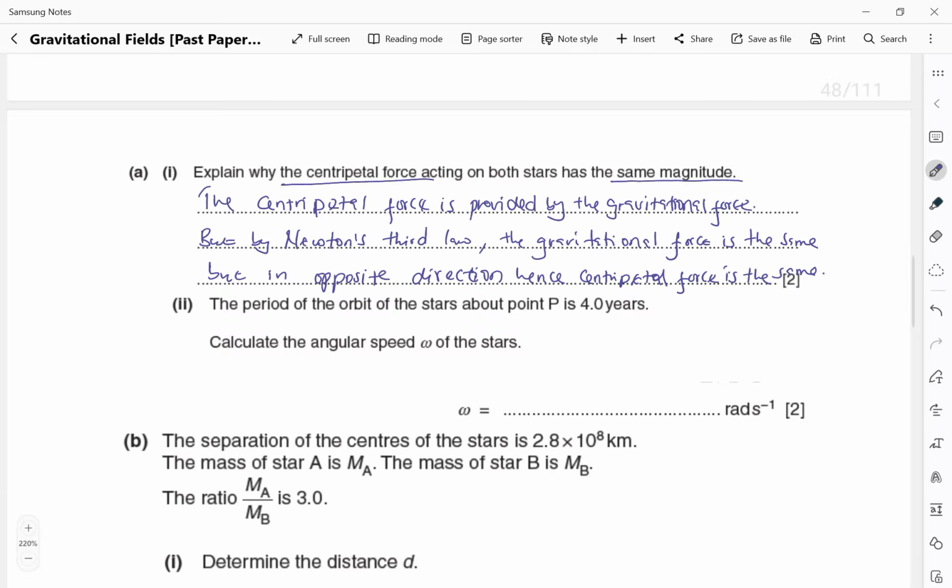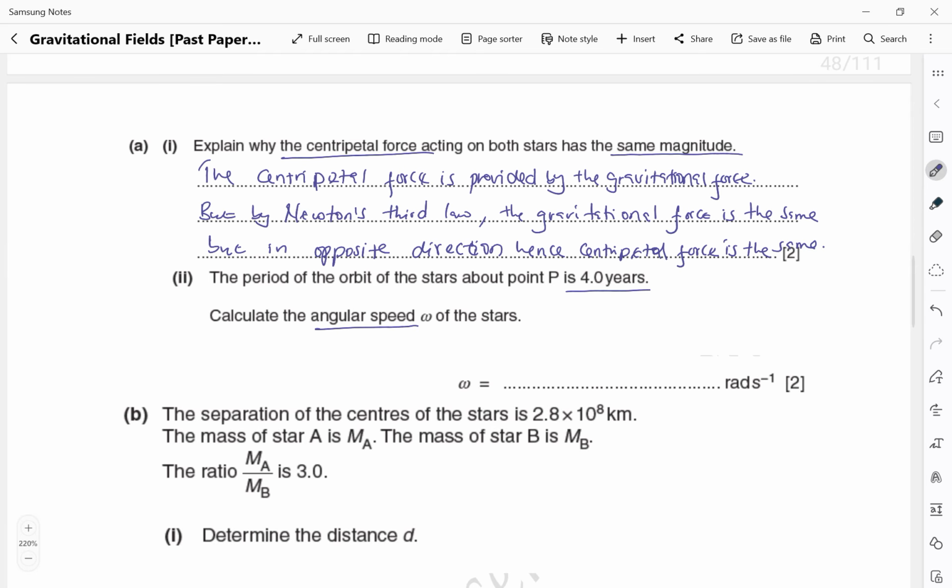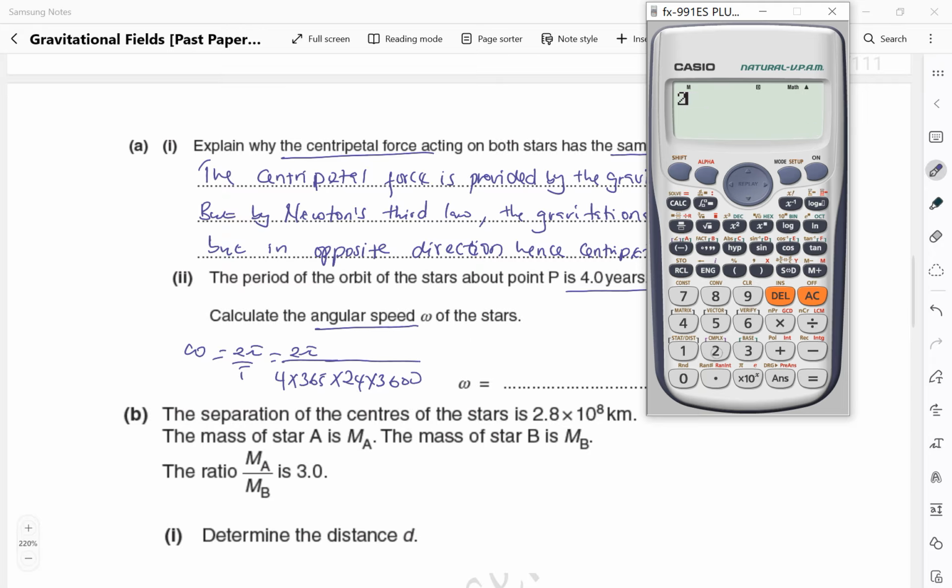The period of the orbit of the stars about P is 4 years. Calculate the angular speed omega of the stars. So of course omega is 2 pi divided by T, the period, which is 4 years. So we change to seconds, so that is 4 times 365 days times 24 hours times 3600 to change to seconds. So you have 2 pi divided by 4 times 365 times 24 times 3600.